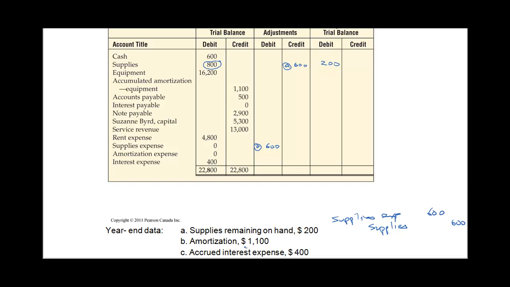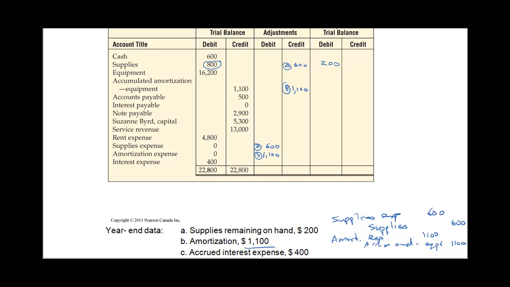Okay, next we've got to record $1,100 worth of amortization. Well, we're going to debit amortization expense $1,100, and we're going to credit accumulated amortization dash equipment for $1,100. And so we can record that as a debit to amortization expense, $1,100, and that's B.